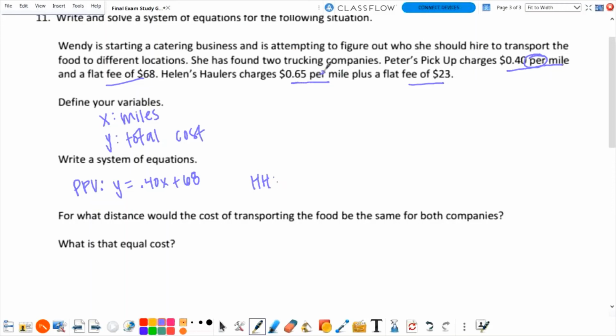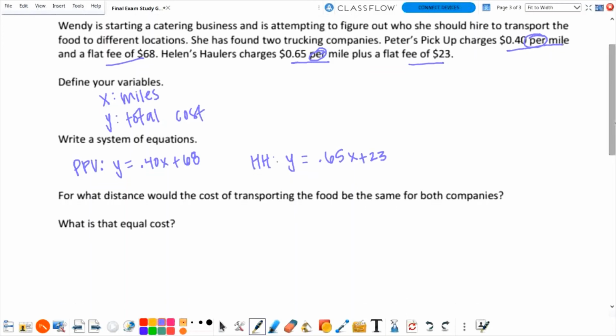So we are 65 cents per mile with a flat fee of $23. All right, so now we can answer some questions. For what distance would the cost of transporting the food be the same for both companies? All right, so we need to set these equal to each other and then solve. So 0.40x plus 68 equals 0.65x plus 23. And now what we're doing is solving for x.